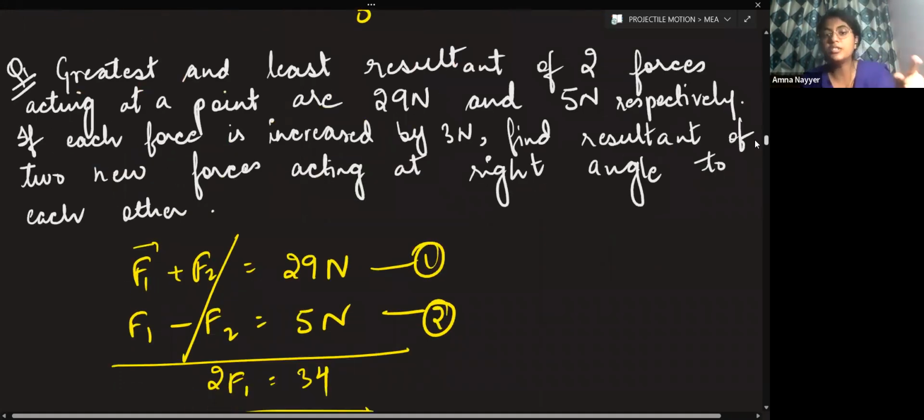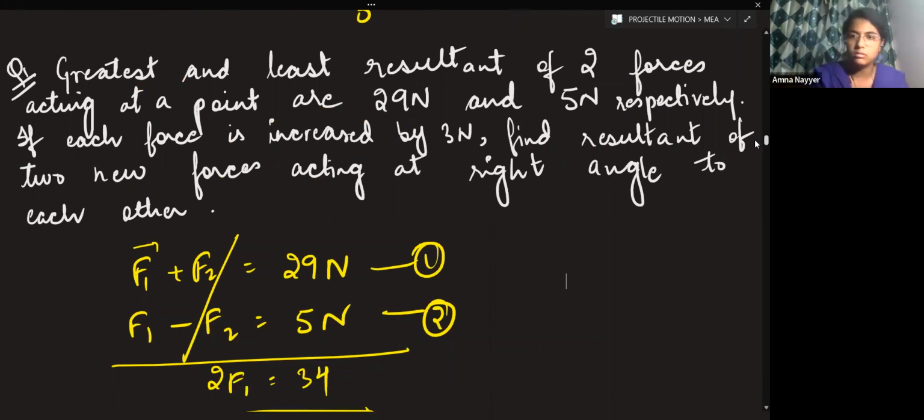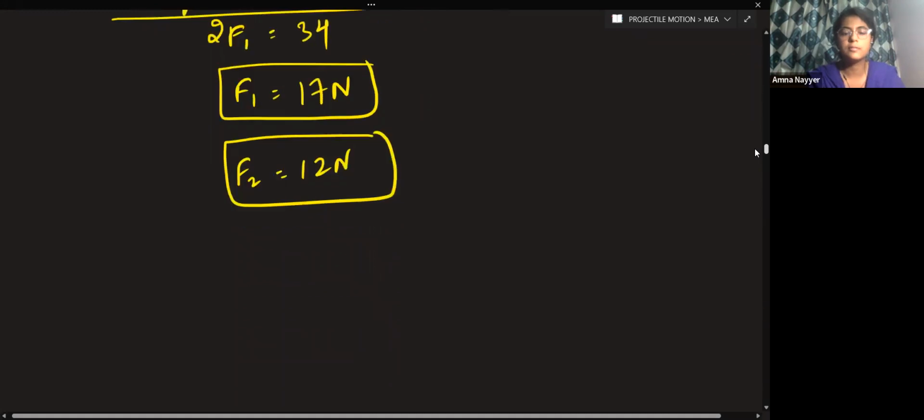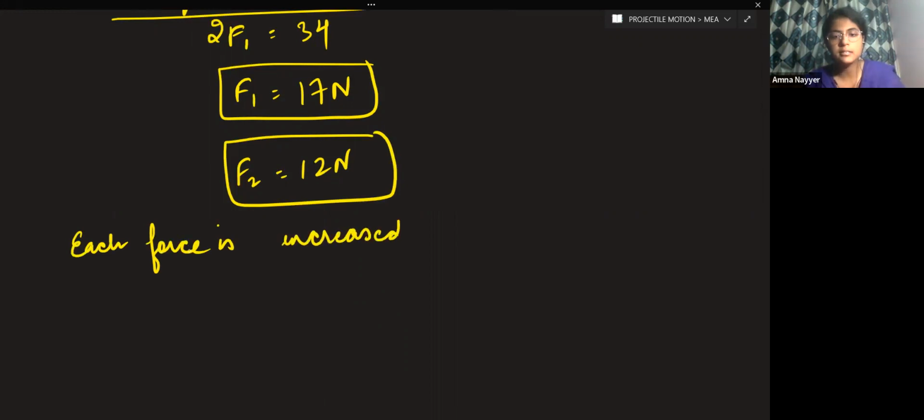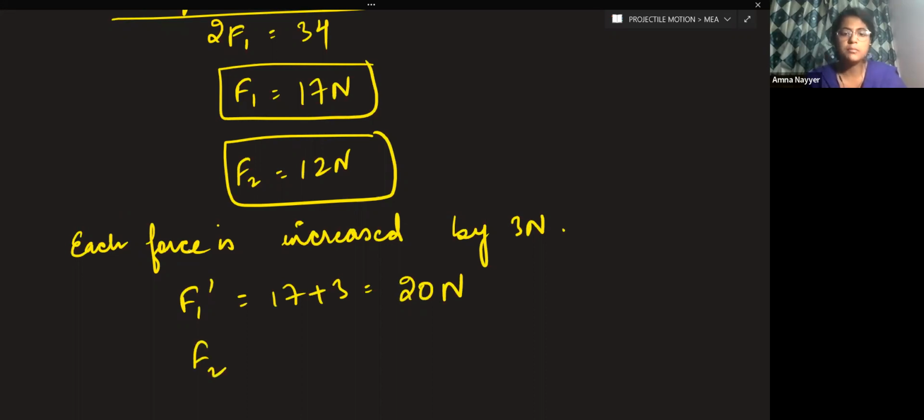Now it says each force is increased by 3 Newton. Let's write the new forces. F1 prime, the new force, becomes 17 plus 3, which is equal to 20 Newton, and F2 prime becomes 12 plus 3, that is 15 Newton. Now 17 and 12 have vanished for you. You are just concerned with 20 Newton and 15 Newton.